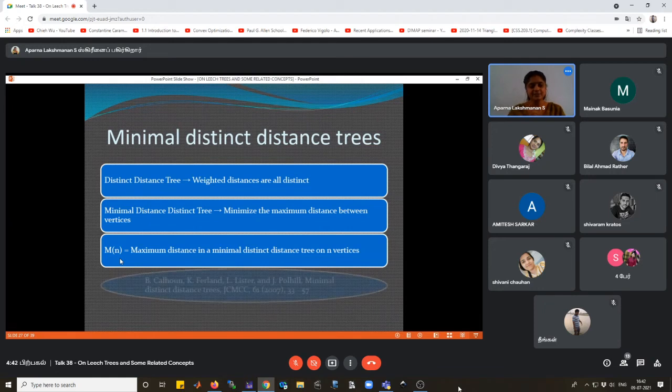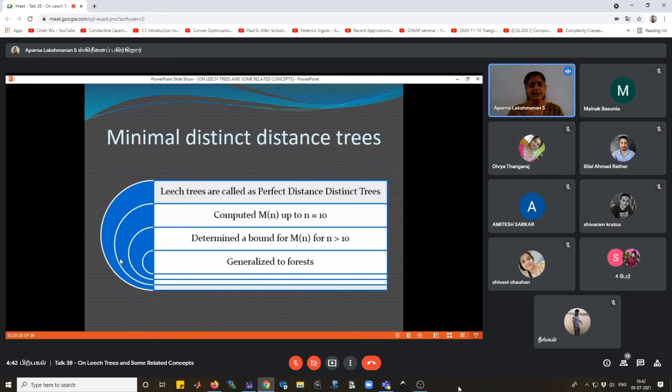Okay. This concept was introduced by these 4 people in the paper Minimal Distinct Distance Trees, which was published in JCMCC in 2007. And in that paper, as you can see, if that value of m of n is equal to n choose 2, it means that you have obtained a leech tree, right? So such minimal distinct distance trees they call perfect distance distinct trees. But these perfect distance distinct trees are nothing but leech trees. Okay. So leech trees are named as perfect distance distinct trees in this paper.